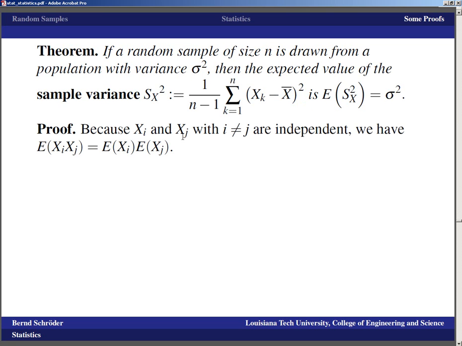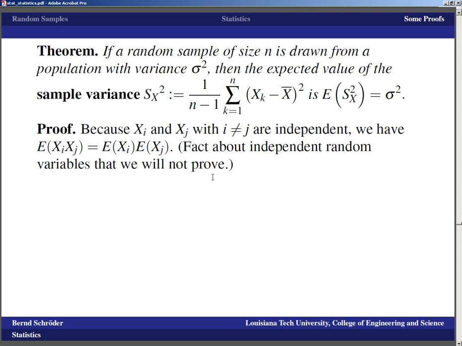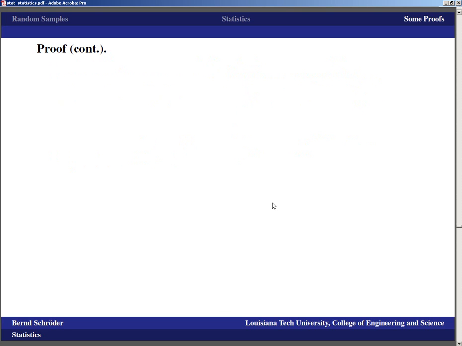Well, here's something that we have to quote from the theory that we're not going to prove. When we have independent random variables, and remember we wanted to assume that these random samples are independent of each other, then the expected value of a product of two of those things, and we will probably have to compute that because we have to multiply out that square, is the expected value of the first times the expected value of the second. That is a fact about independent random variables that we're not going to prove here.